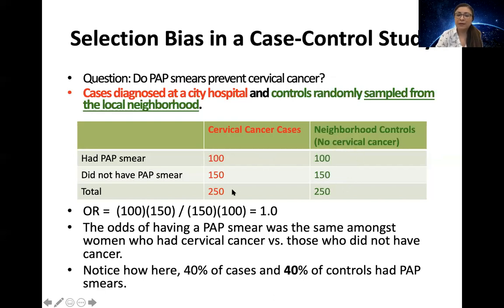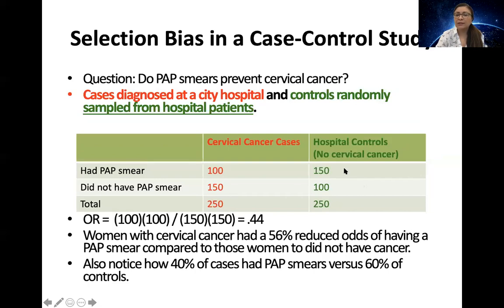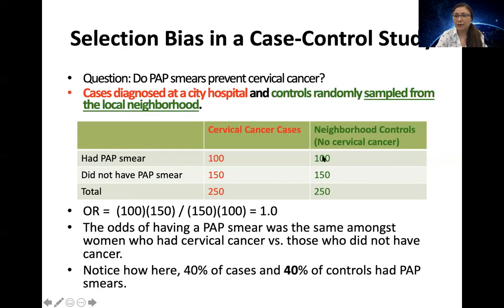So when you recalculate, let's go back really quickly. In this case, there's 150 people who had a pap smear. And in this one, there's only 100 who had it and 150 who did not. So when you run this odds ratio, you get a different result. You get 1.0, which is no association. So again, the interpretive sentence: the odds of having a pap smear was the same amongst women who had cervical cancer versus those who did not have it. That's a totally different result, right?